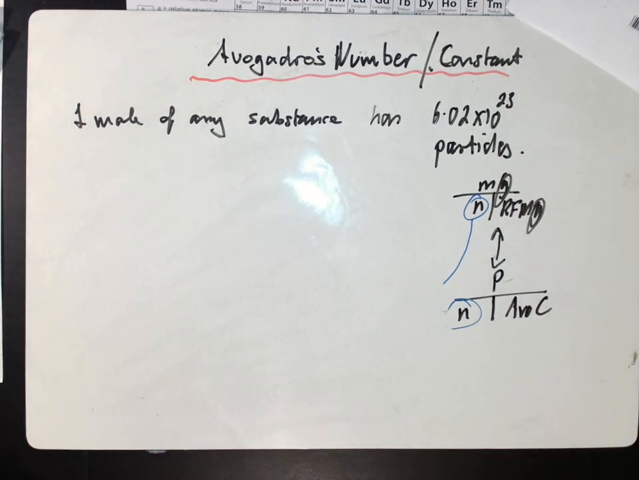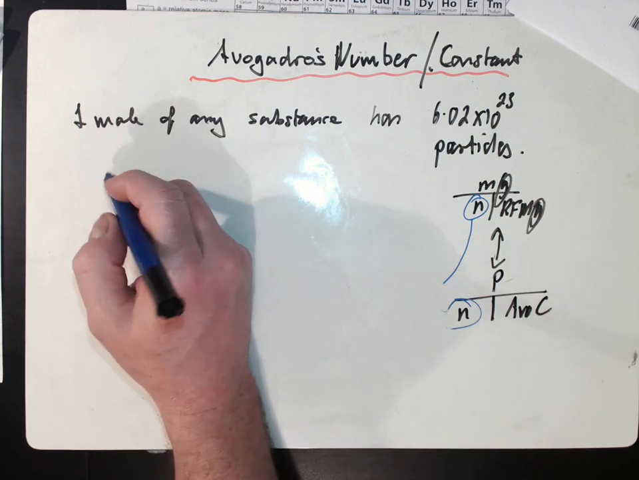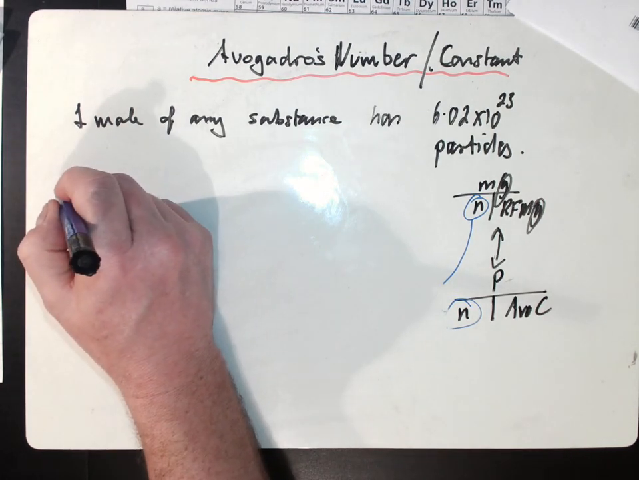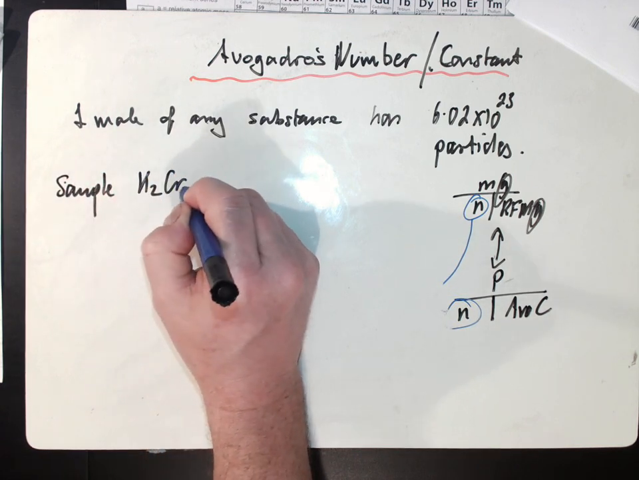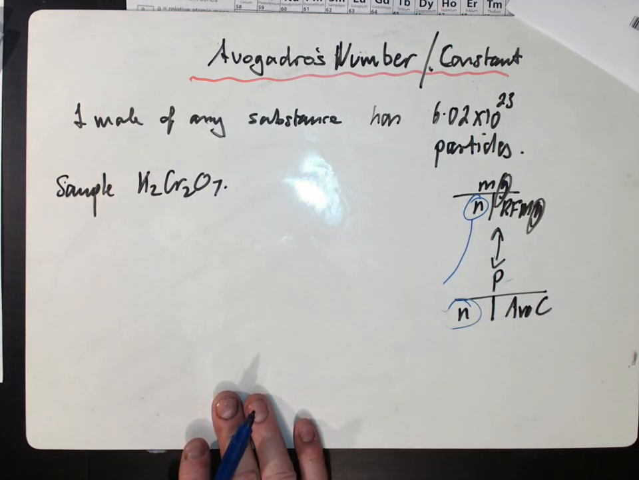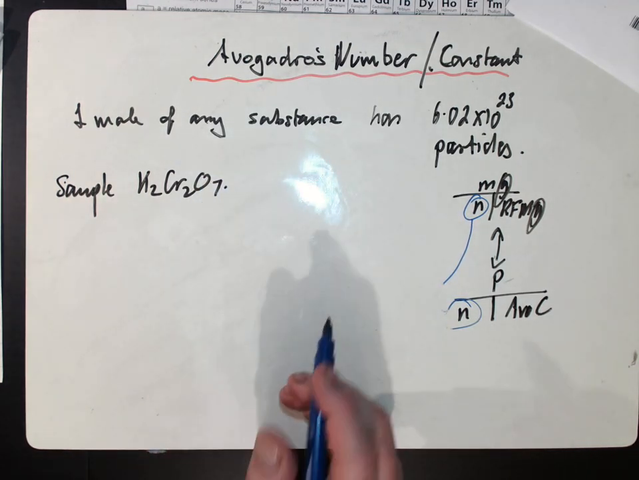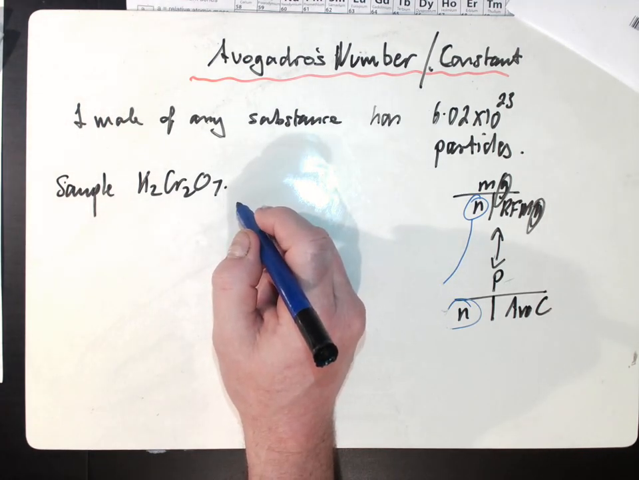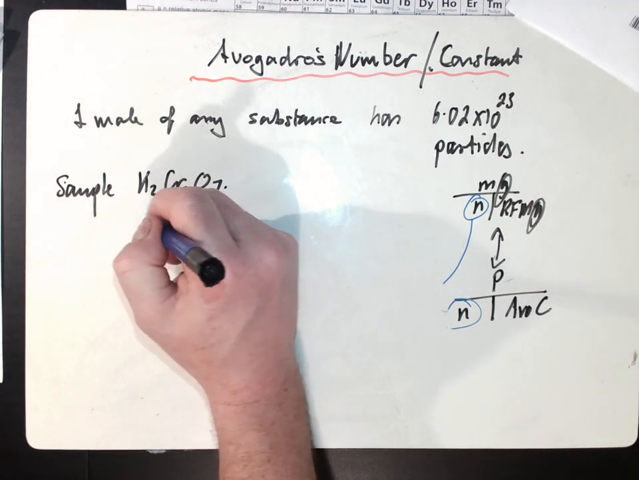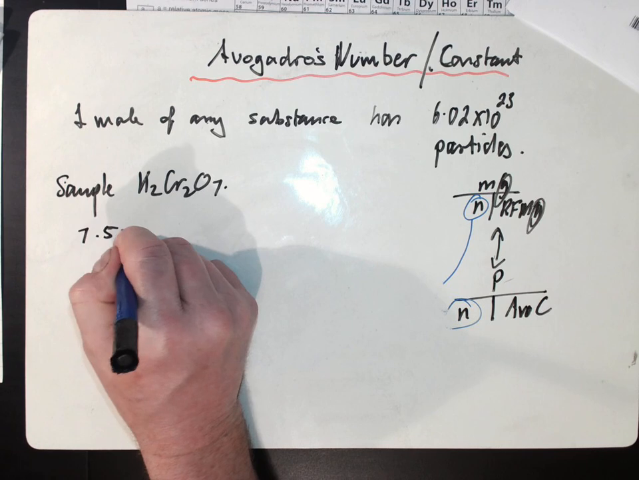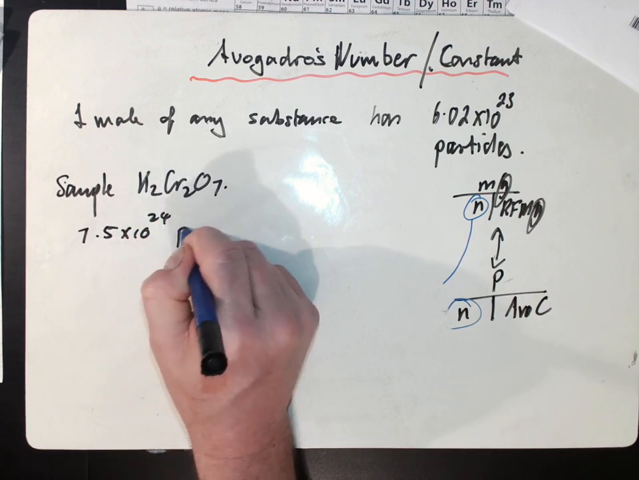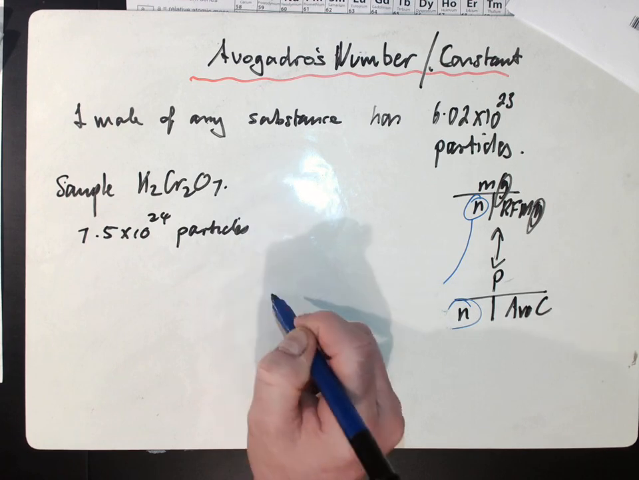Okay, so this time let's change tack a little bit and perhaps work back the other way. Let's say we have a sample of, let's say, potassium dichromate. Alright, and let's say we've got 7.5 times 10 to the 24 particles of it.